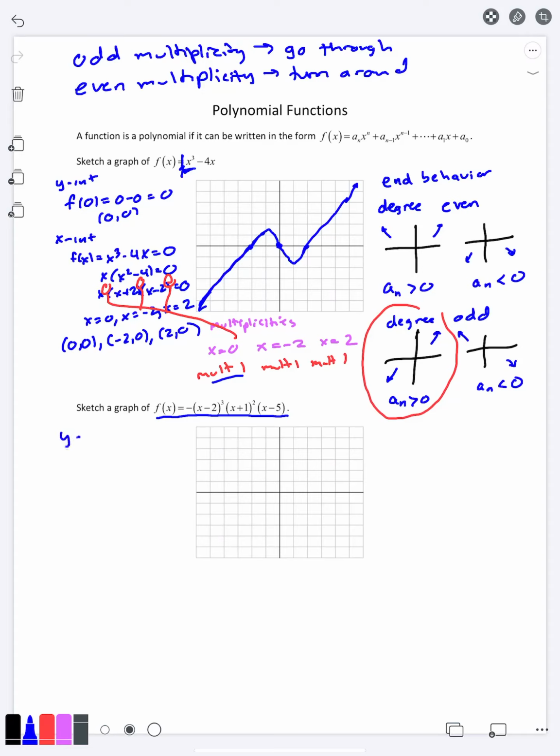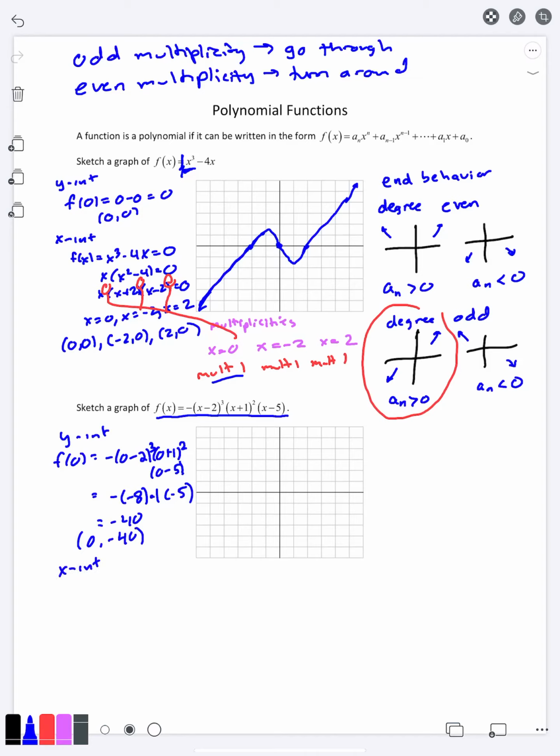Let's try the y-intercept. This one's going to be a little bit harder this time because it's in factored format. Running out of room here. If I plug in 0 into that, I'd have negative, and then negative 8 when you cube negative 2, and then 1, and then negative 5. If we multiply these things all together here, it looks like I get negative 40. So my y-intercept is down at negative 40.